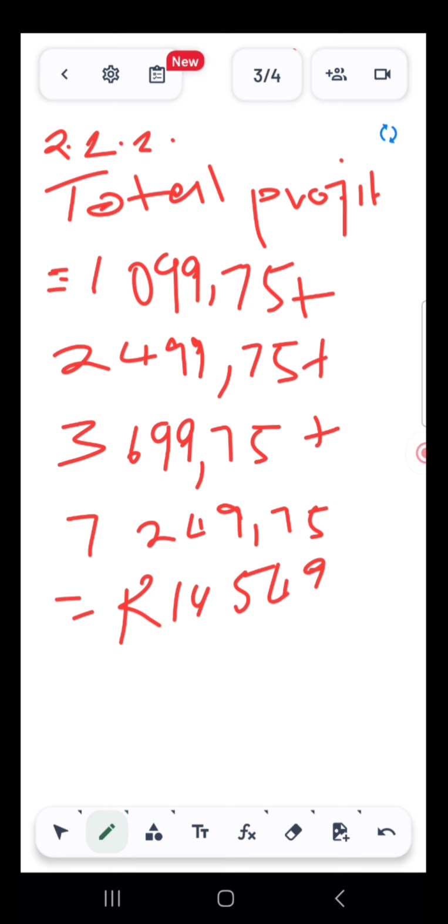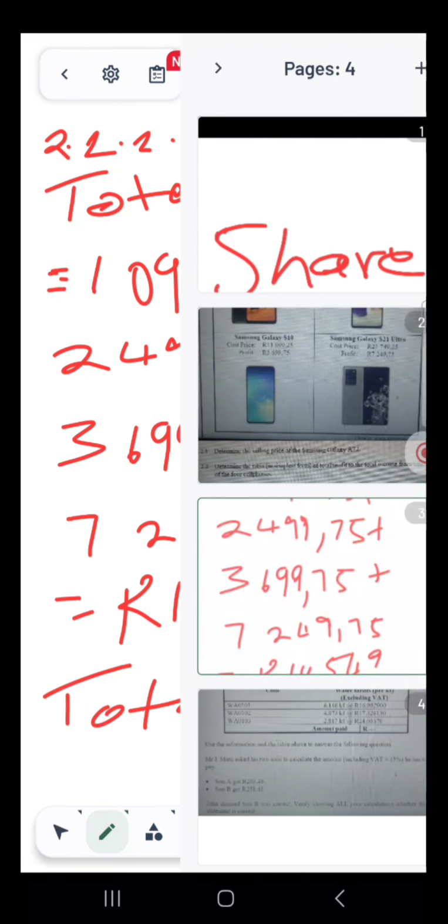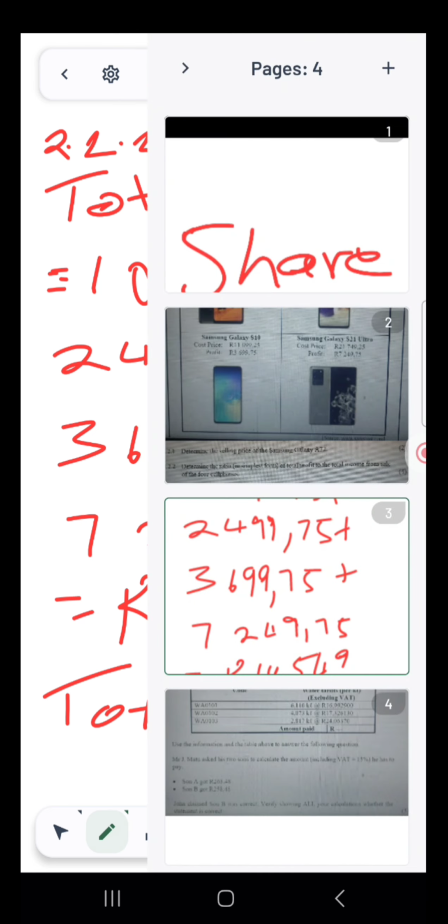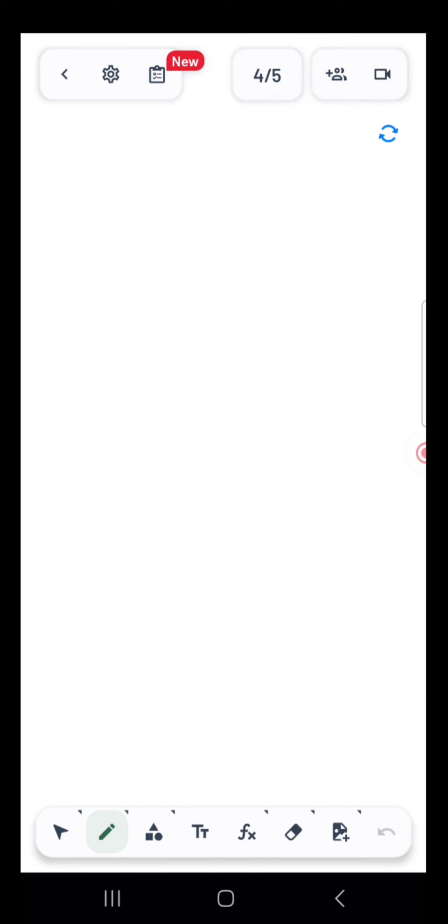And then they said the ratio must be total profit is to total income. Now total income means cost price plus profit, right? That's the total income. So we're going to calculate total income. Remember, they said show all calculations, right? So you must make sure you show all these calculations, how you got to the answer.